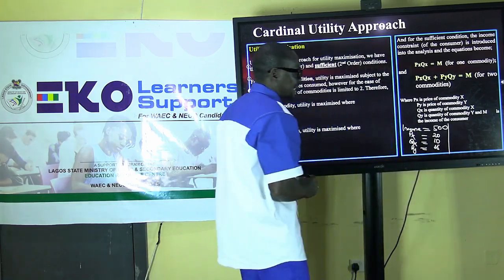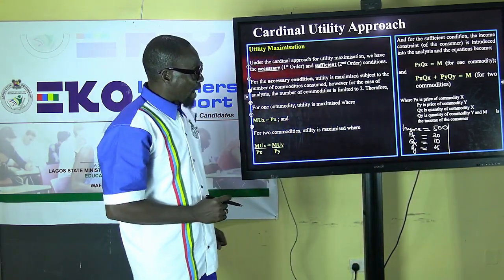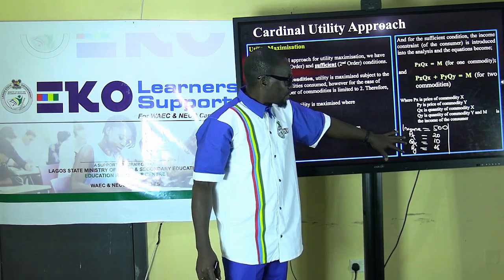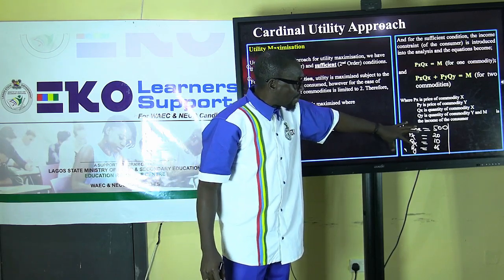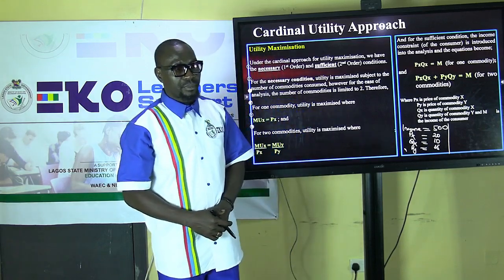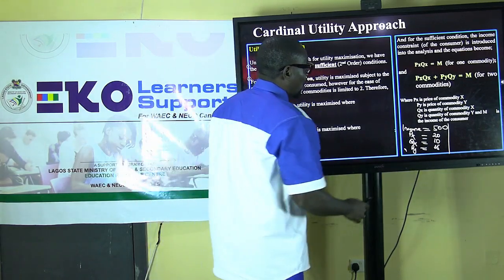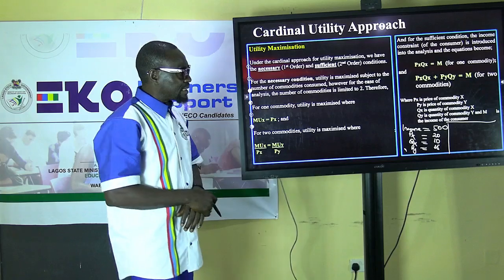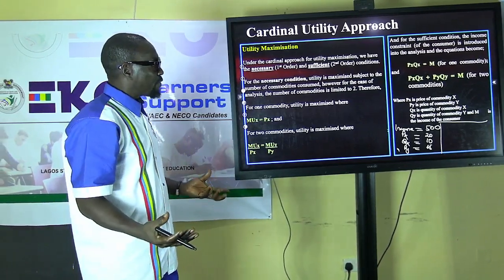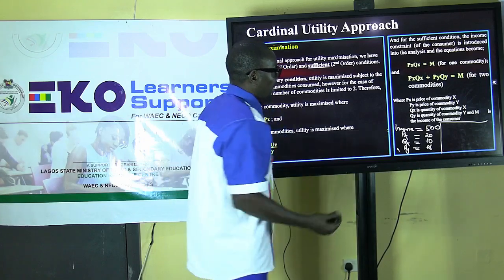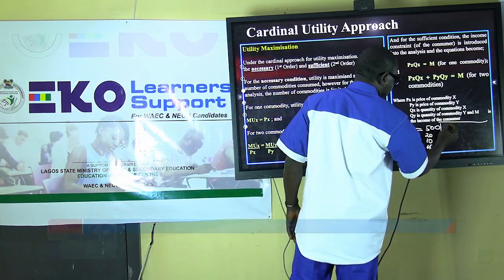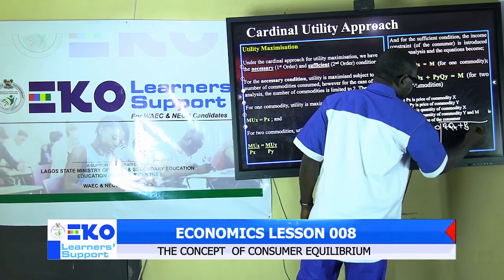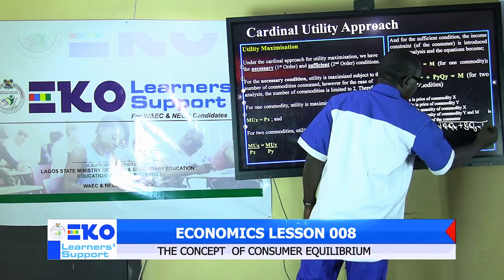You can have a question that says, at what quantity of Y will this consumer, where you have this case, buy for him to be at equilibrium? So you simply go back to this relationship, the sufficient condition for utility maximization or for consumer equilibrium for a two commodity case, because you have two commodities here, and you say that the price of X multiplied by the quantity of X plus the price of Y multiplied by the quantity of Y is equal to the income.